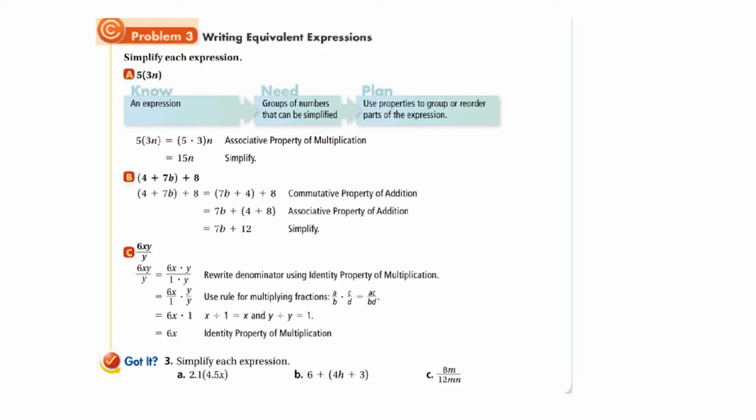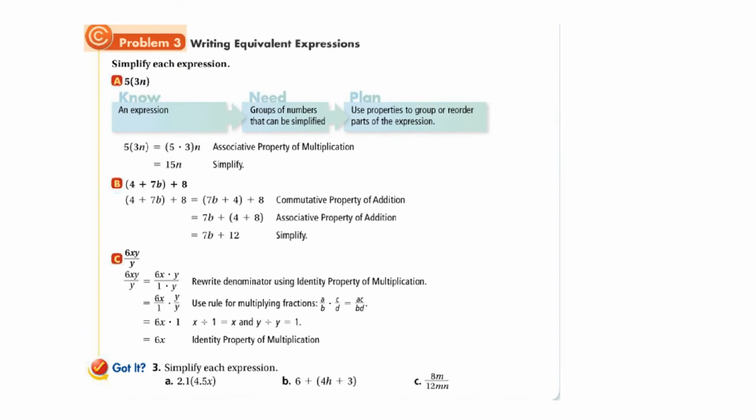If we look at example A, 5 times 3n. I know I can multiply the 5 and the 3 times each other because they are like terms. So using the associative property of multiplication, I can change those parentheses, then multiply the 5 times 3 and get the 15 for that final simplification step.